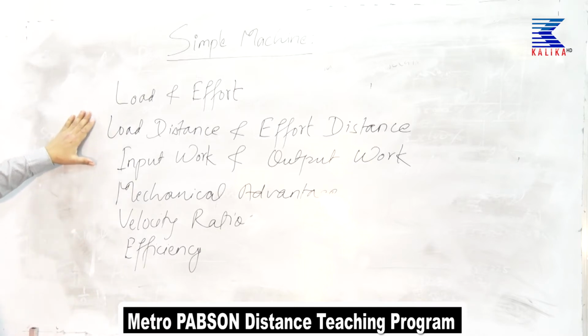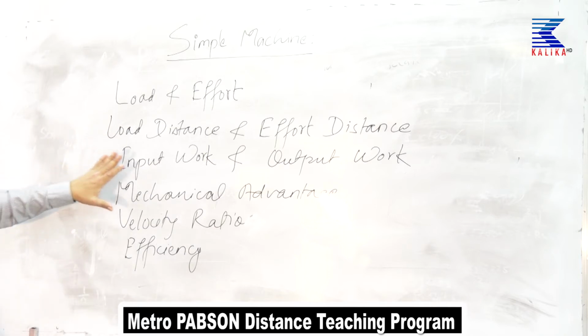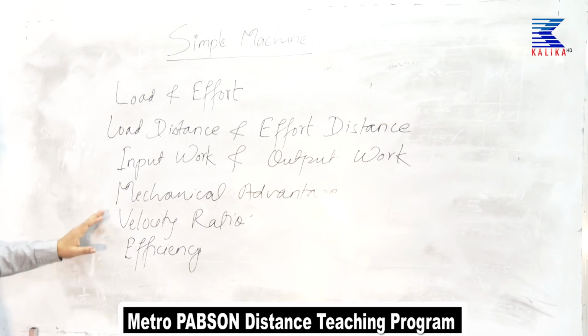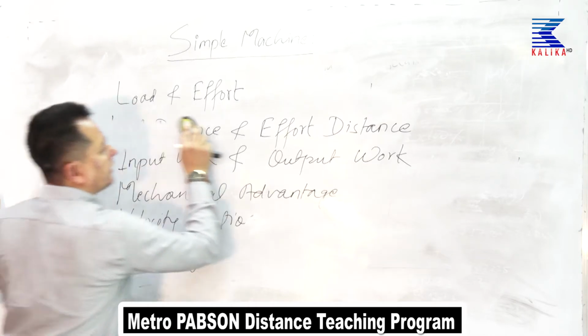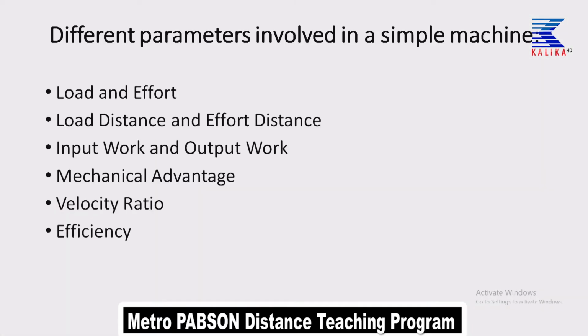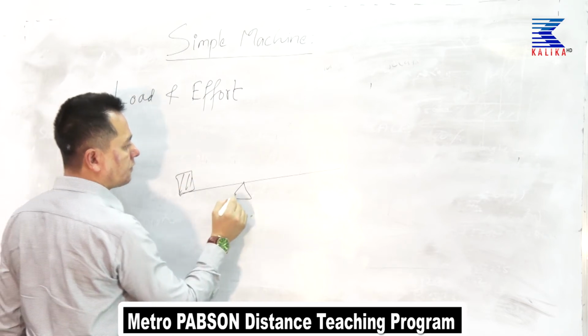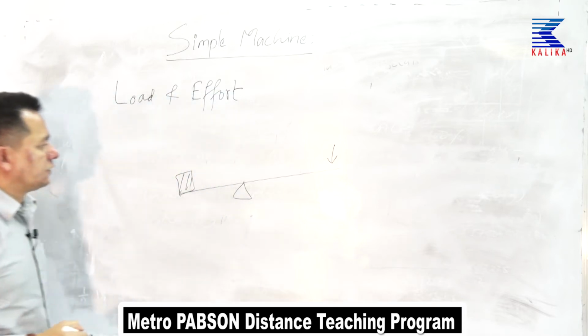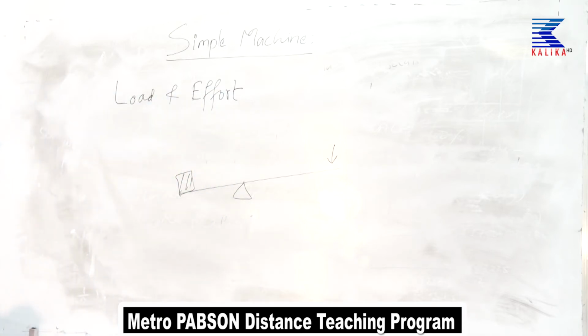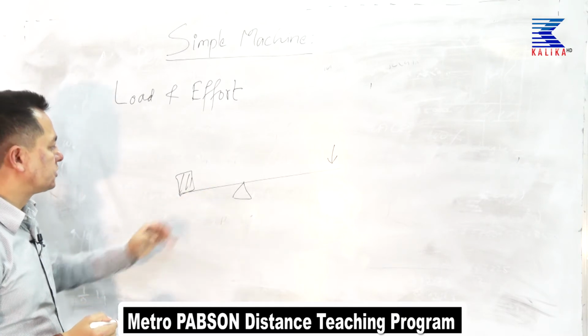Now, what are load and effort? What are load distance and effort distance? Similarly, input work, output work, mechanical advantage, velocity ratio, and efficiency. Let's discuss one by one. First, load and effort. This is a crowbar or a lever. After this, we'll discuss the types of simple machines. This is one of the simple machines, the lever.